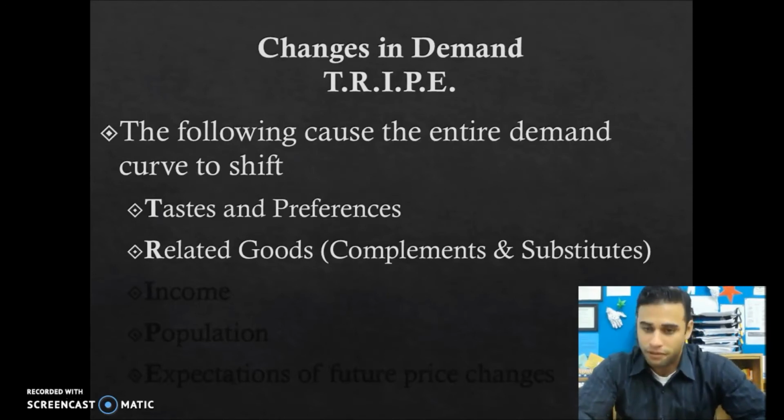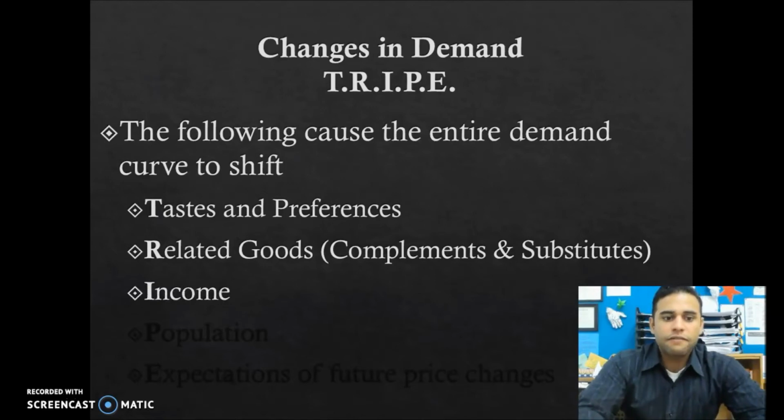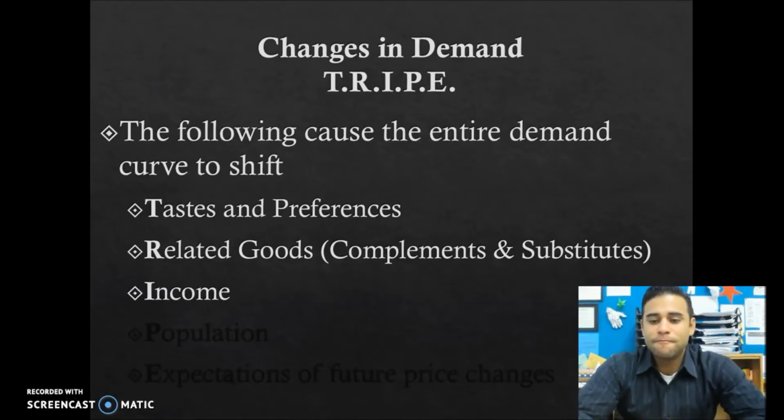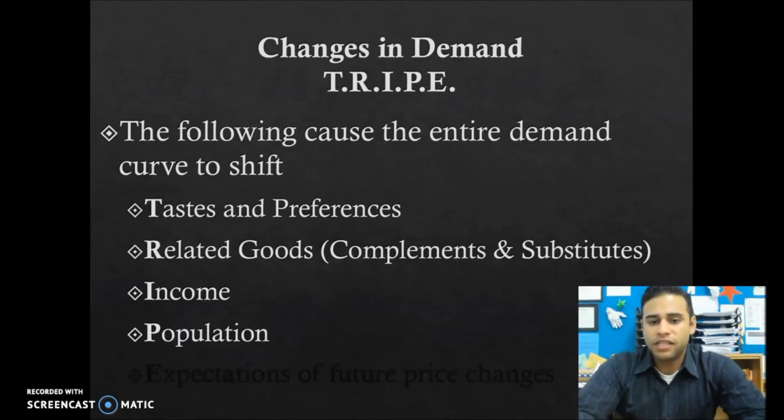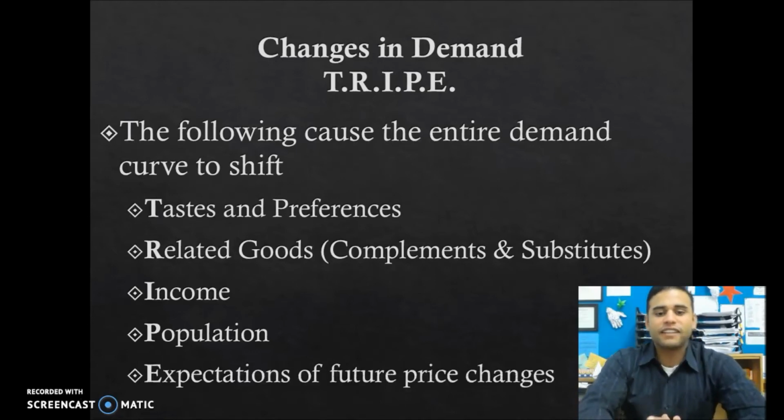behavior towards peanut butter. If people get a higher income, well then now they can afford to spend more money, and they will. So their spending habits are going to change. Again, their behavior is going to change. They have more available money to spend. If the population increases, well then, hey, more people are going to demand things. That's a big change. And finally, expectations of future price changes.